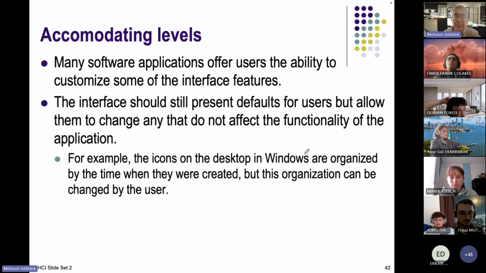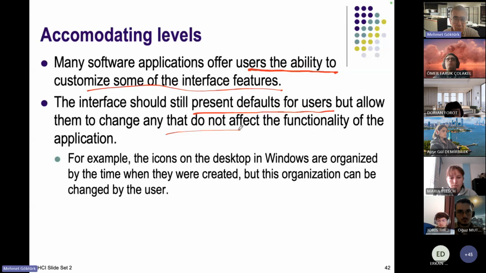Many complex software applications offer users the ability to customize some interface features, which is good. The interface should still present defaults for users, but also, like control keys, allow them to change any that don't affect the functionality of the application. Icons are organized. The location of the trash or recycle bin is known, but you can change it. You can change the location of the trash.